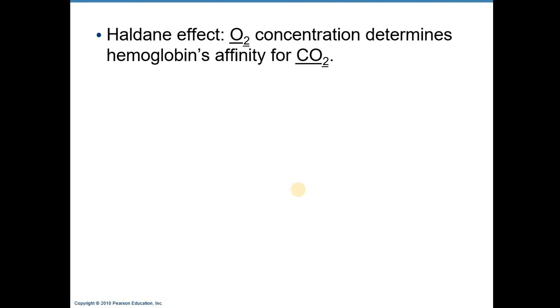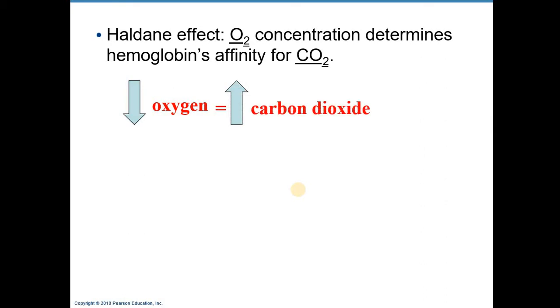O2 concentration determines your hemoglobin's affinity for CO2. So where you have CO2, you won't have O2. And if you have O2, you won't have CO2. And that's what the Haldane effect is saying. So decreased oxygen will equal decreased carbon dioxide, and vice versa, pretty much. If you have increased oxygen in the area, it's going to push out carbon dioxide. Increased carbon dioxide will push out oxygen.